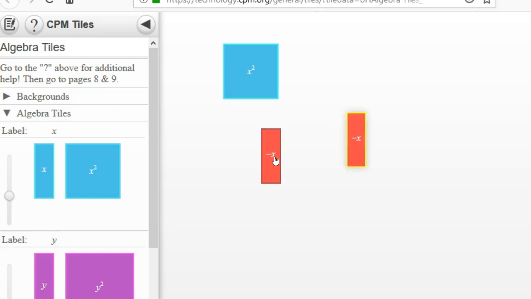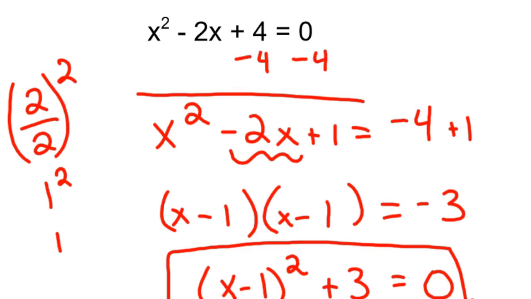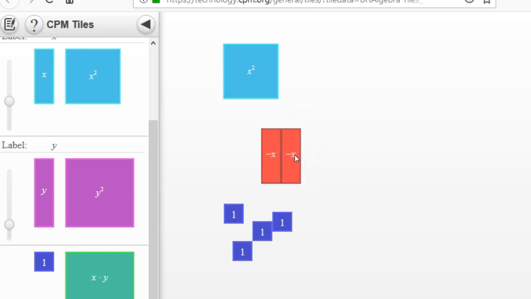Okay, and so we've got our 2 tiles, and we need, I think, 4. We need 4 singles. So let me pull that up. 4 singles. 1, 2, 3, 4. So we've got x squared minus 2x plus 4. And we'll split the middle term. Here's my middle term. There's my negative 2x.